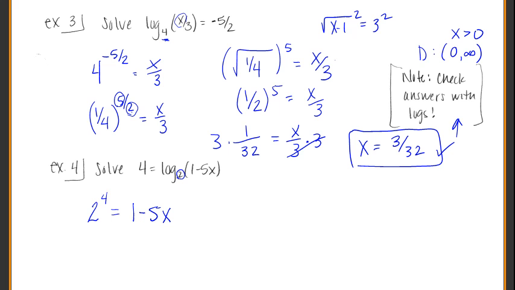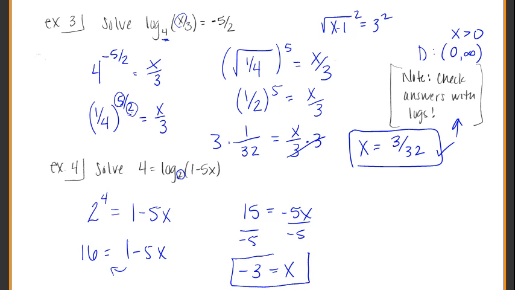So 1 minus 5x. 2 to the 4th, 2, 4, 8, and 16. Alright, so 16 equals 1 minus 5x. Let's move 1 over. So 15 is equal to negative 5x. Divide both sides by negative 5. And x is equal to negative 3. So let's box that up, but before we actually move on, let's check our answer.